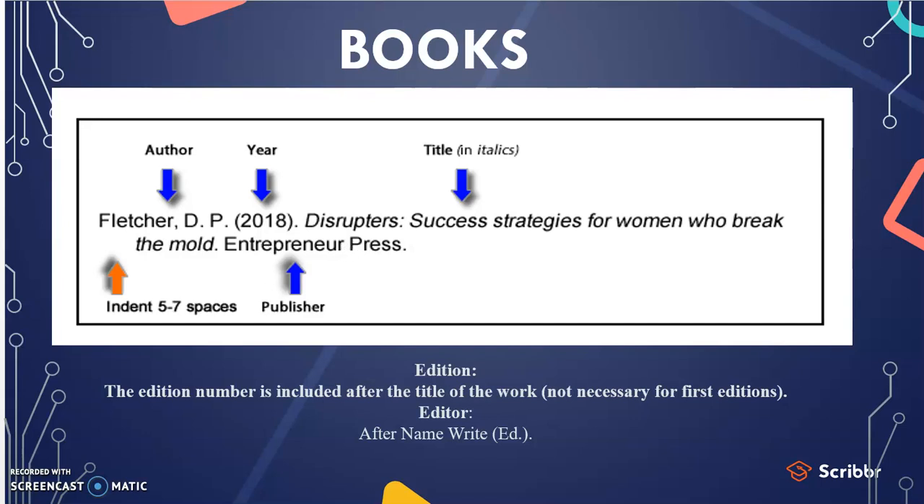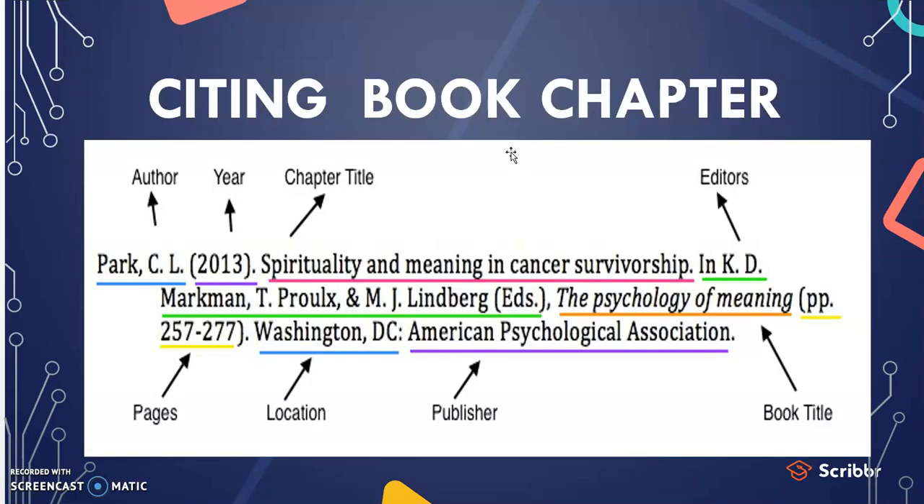Okay. And then a book chapter, for example, you are not citing the whole thing, but you are only citing a certain book chapter. So this is how you're going to cite: Parks CL 2013 full stop. This is the name of the chapter. Okay. Spirituality, meaning in cancer, survivorship. These are the editors. Okay. This is the book title in italics, page numbers, the location, publisher at the end. Okay. So this is how you cite a book chapter.